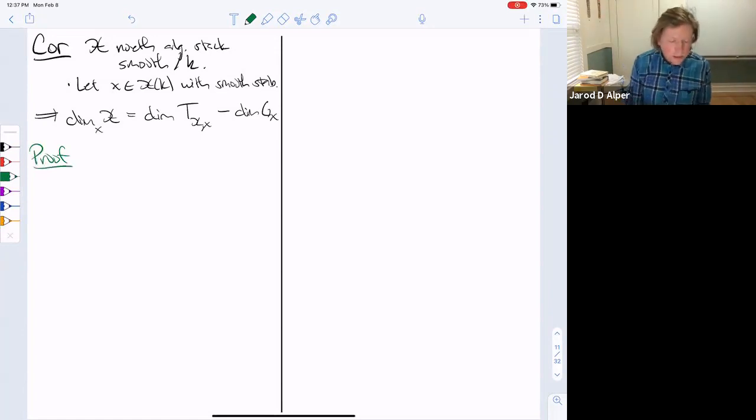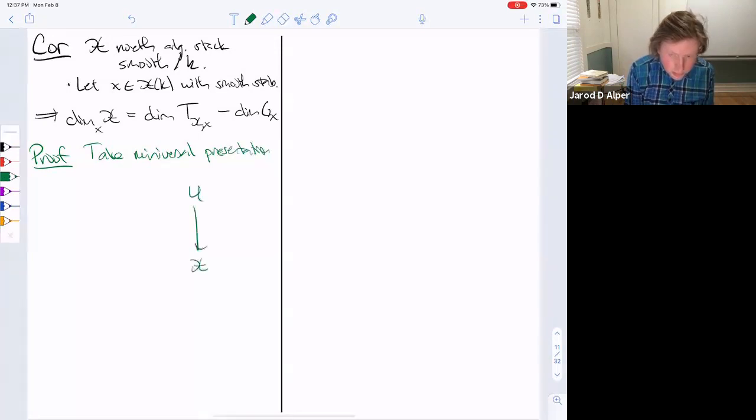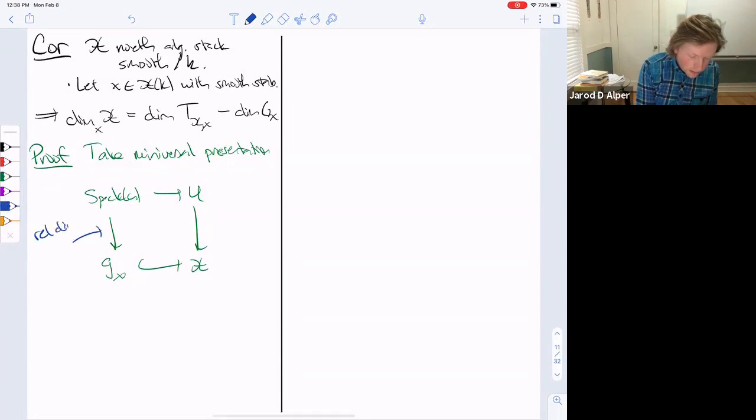And you could try to think about this proof through this one example of A1 mapping to A1 mod GM. But we take a mini-versal presentation. So U to X, this is the residual gerbe. And we know that this has relative dimension. The relative dimension of this is equal to the dimension of the stabilizer.